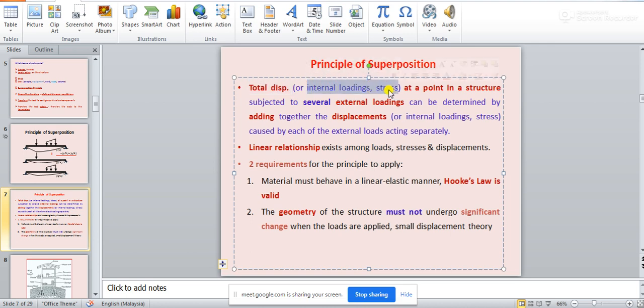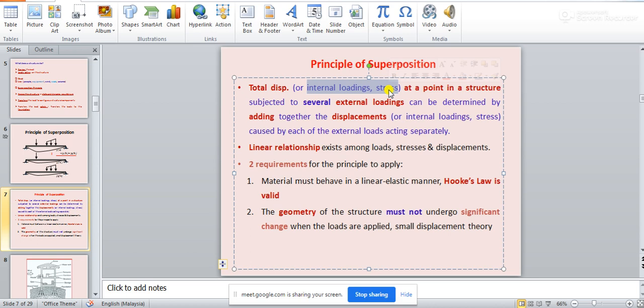That means whatever we are analyzing in a structural analysis process: the deformation, reactions and internal forces. So total displacements and internal loadings or stress, whichever we will be having at a point in a structure subjected to several external loads.